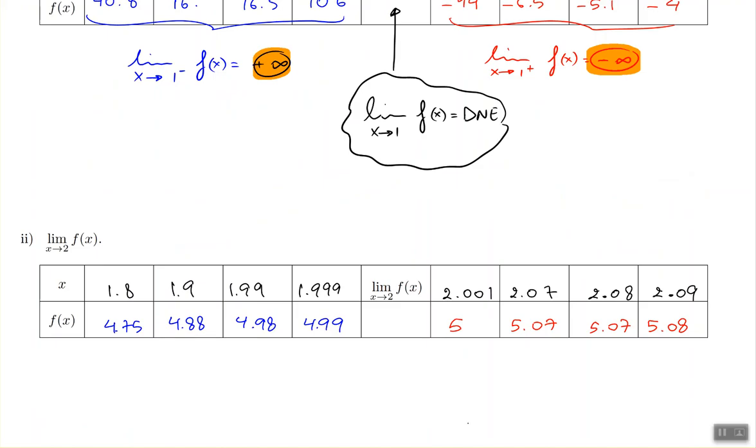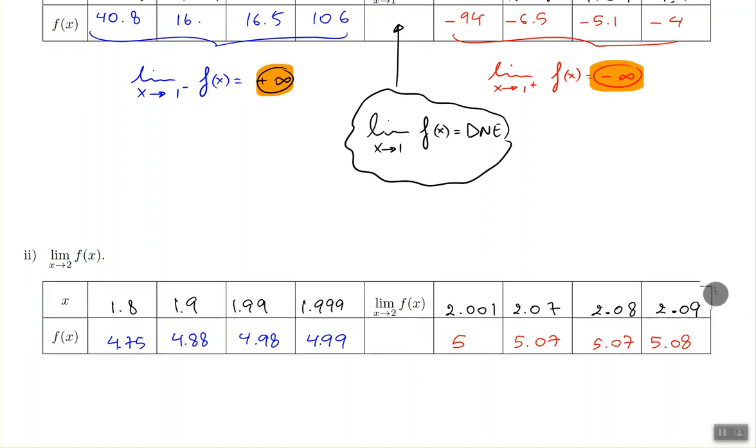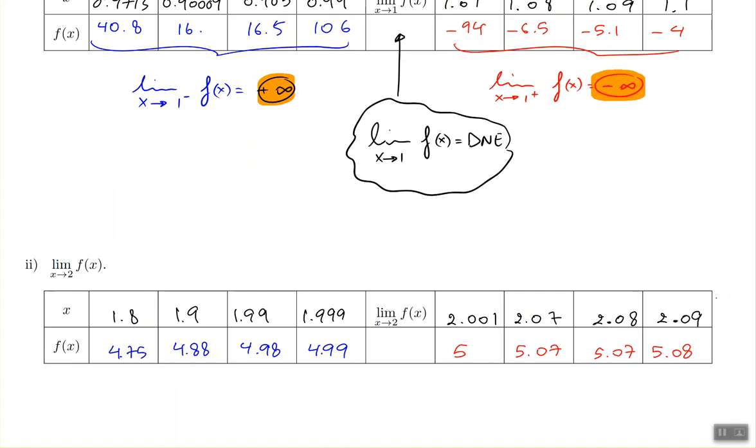What do you think? I personally chose those numbers, 1.8, 1.9, and so on, and my answers that I'm getting in blue are 4.75, 4.88, 4.98, 4.99. Notice how much different they are from the previous blue numbers. All these guys right here, for all intents and purposes, that's like a 5, right? They're all very, very close to 5.